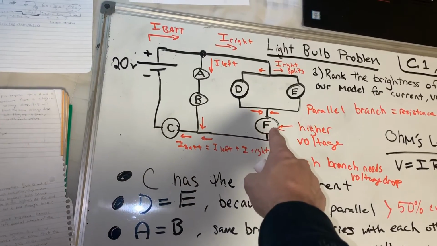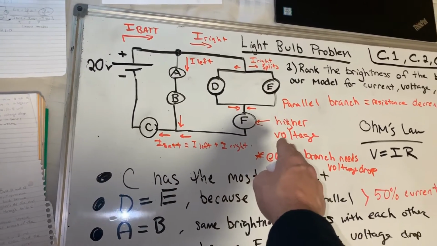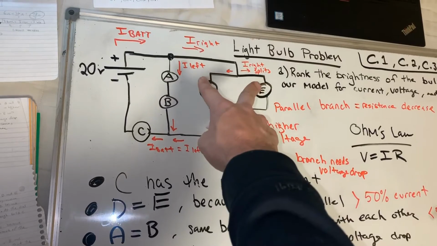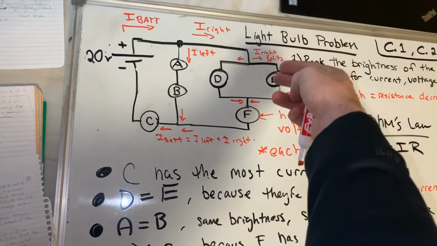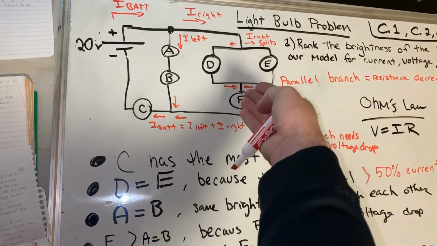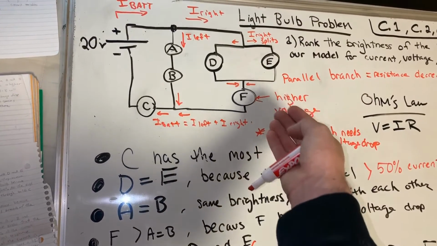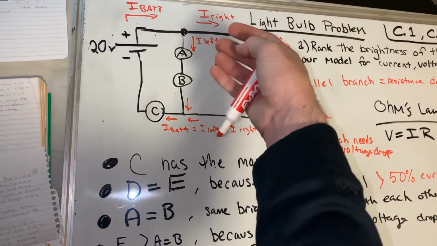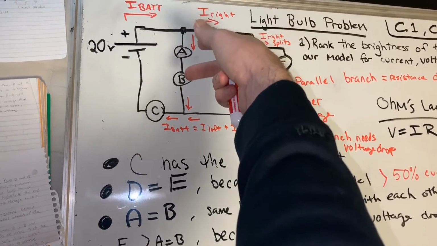However, we have F here. F will have a higher voltage drop than A and B because there wasn't a huge voltage drop here, but to make up for this small voltage drop, we need a larger voltage drop at the end of this branch. Thus, F will be brighter than A and B, because A and B are going to be the same.